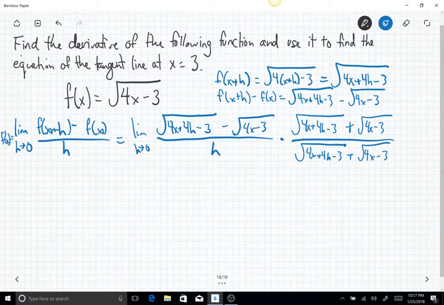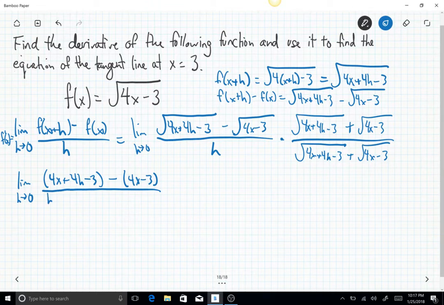So what happens up top? This goes limit as h approaches 0 of, well, notice we'll square the first term, so you're left with 4x plus 4h minus 3 minus 4x minus 3, just by that property of conjugation. And then we have down below an h times the quantity, the square root of 4x plus 4h minus 3 plus the square root of 4x minus 3. And that might seem a lot nastier, but if you notice in the numerator now we're canceling off the second bits of terms, right? That's important.